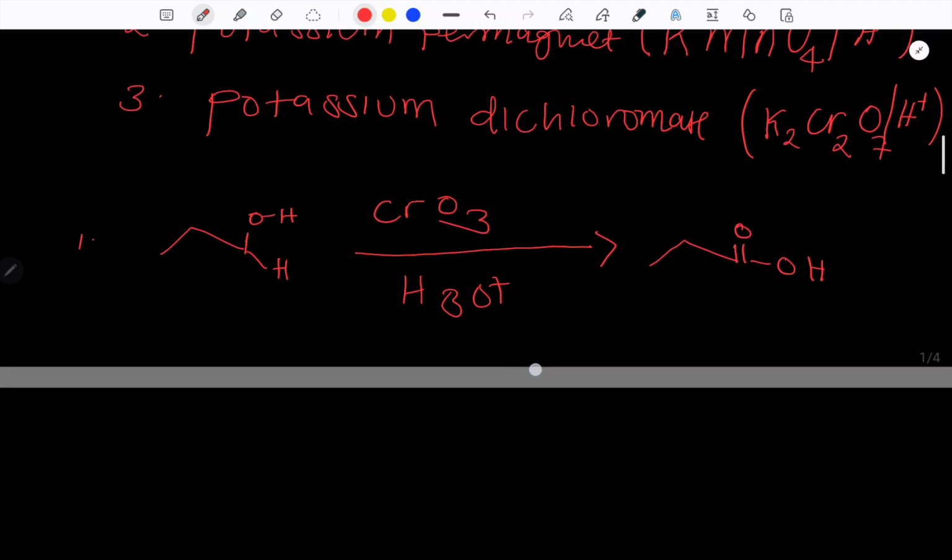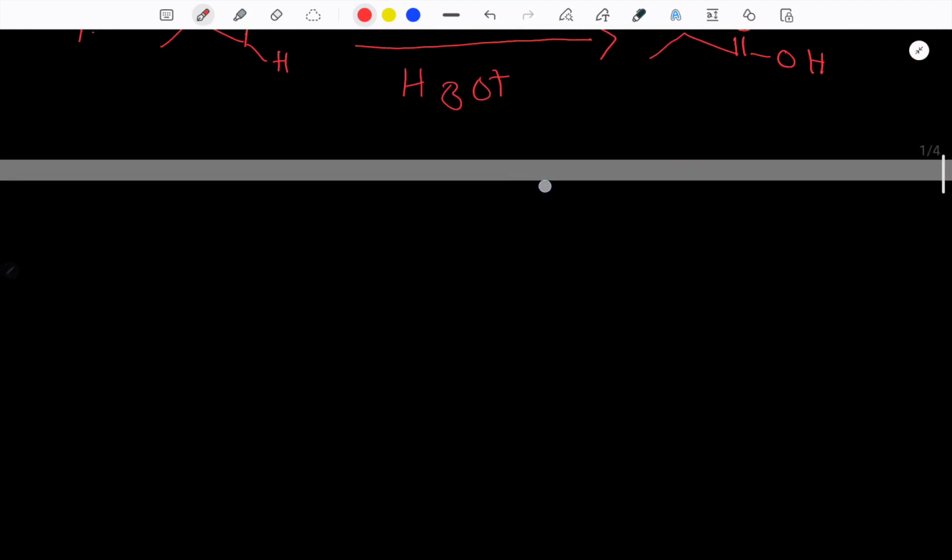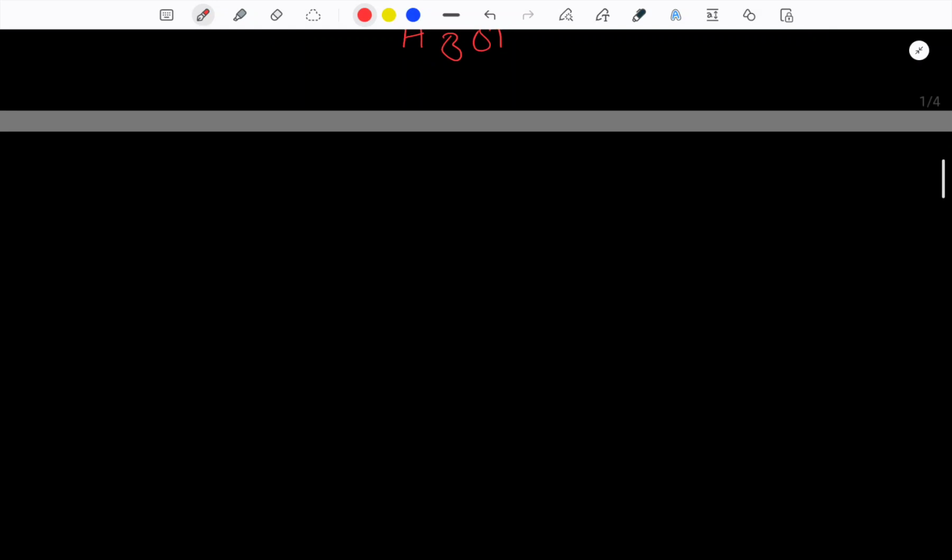Maybe for those of you who don't understand the meaning of primary, secondary, and tertiary alcohols, you may be given an alcohol like this one. How do we identify that this is primary? It is simply because the carbon which has the OH contains only one other carbon or one side group. So this has one carbon, which qualifies it to be called a primary alcohol.